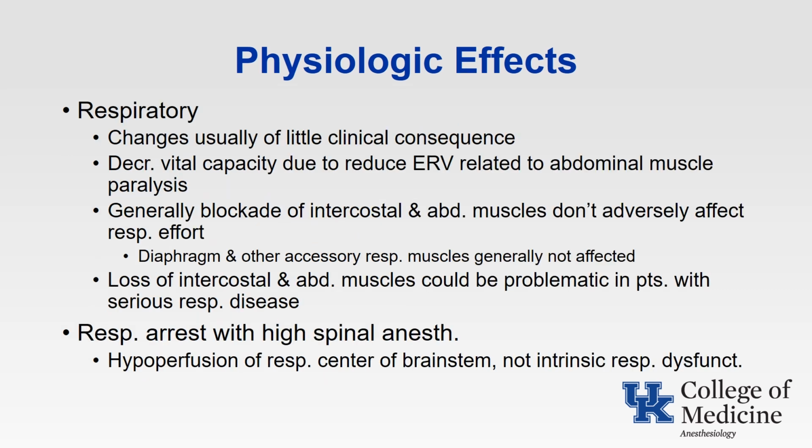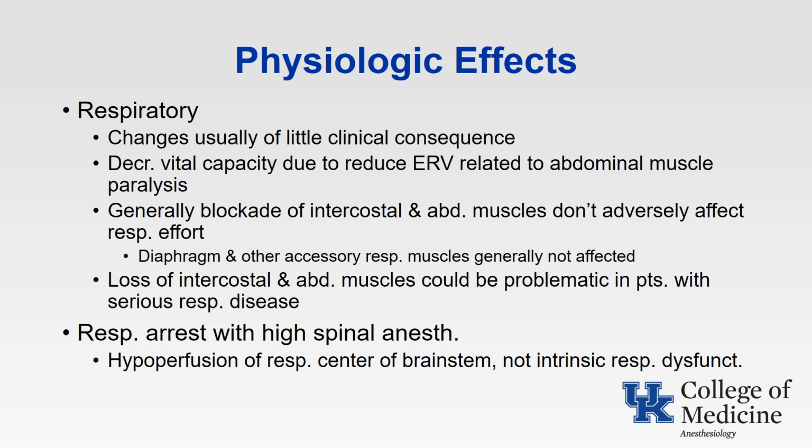What about respiratory changes? In most of our patients, the respiratory changes resulting from neuraxial block are really of minimal clinical consequence. Now, there is a decrease in vital capacity due to a reduction in expiratory reserve volume, which is related to the paralysis of abdominal muscles. Because remember, although we're mostly interested in our sensory block, we do get a motor block also. And the abdominal muscles are skeletal muscle. You will have blockage of the abdominal muscles with your block. In fact, when you're doing abdominal surgery under neuraxial anesthesia, you need that abdominal muscle paralysis to aid the surgeons in performing their abdominal surgery.